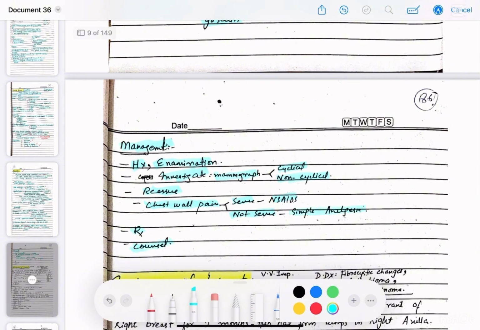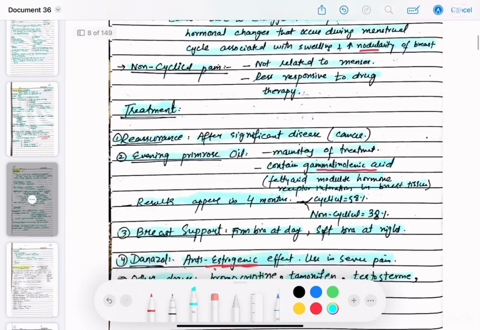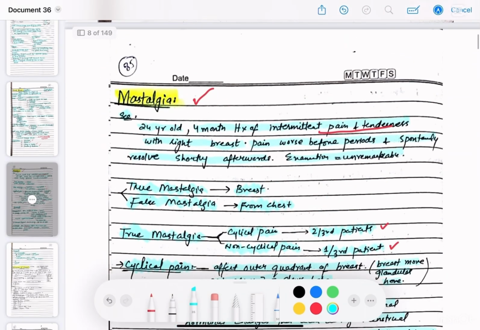So this was all about mastalgia. We have discussed the types: true mastalgia and false mastalgia. Then we have cyclical and acyclical mastalgia, but the cyclical is common. Then we discussed the treatment options, in which first the history is taken and clinical examination is done.